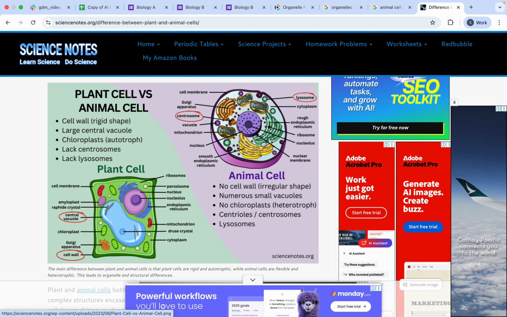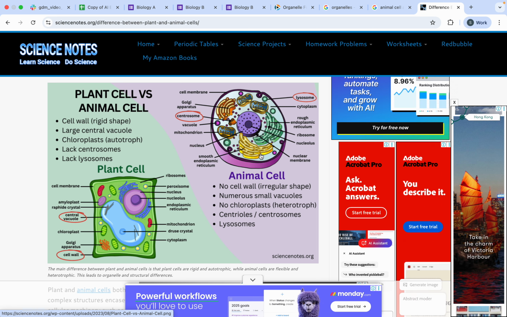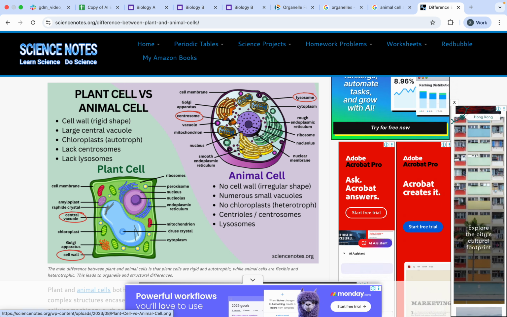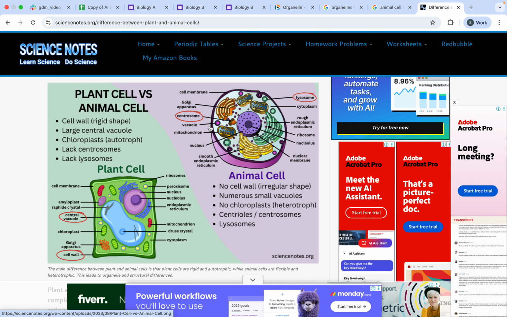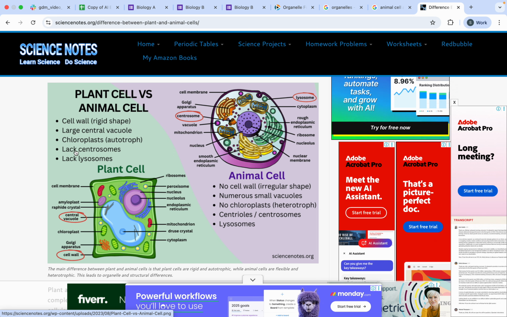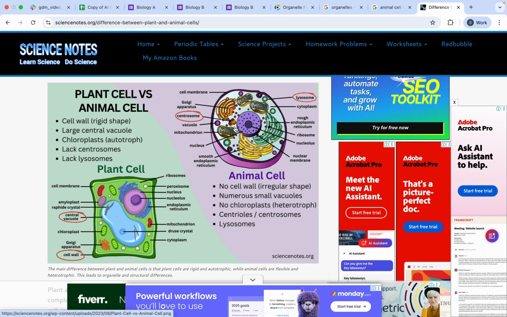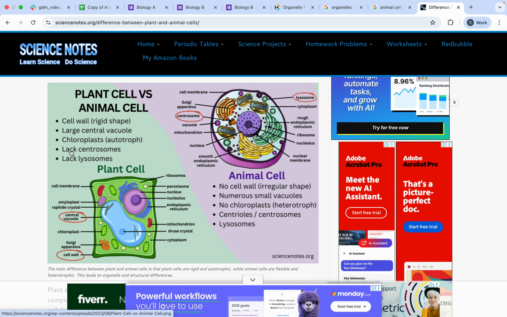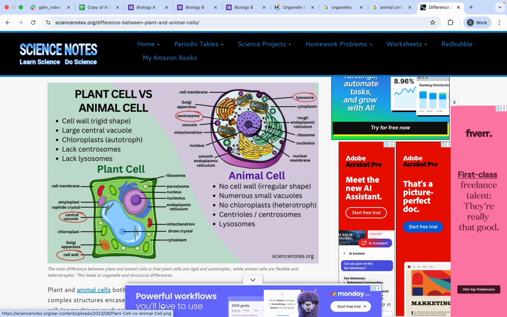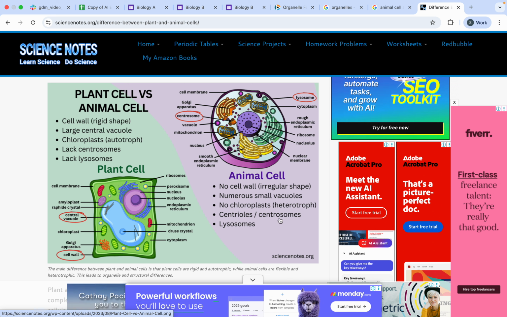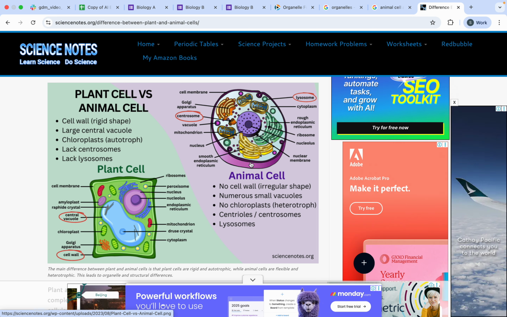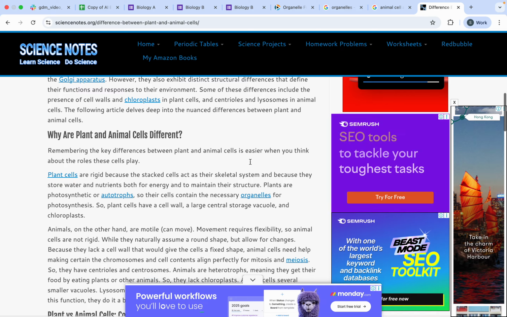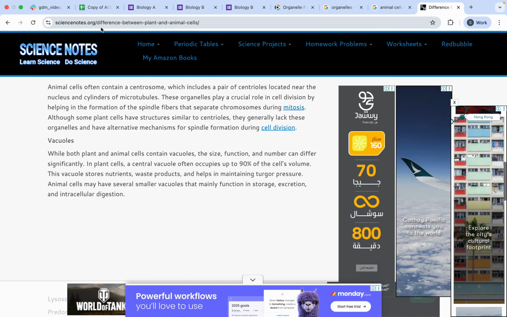Here it is numerous small vacuoles. So here we can see small vacuoles are there. Yeah, small vacuoles, pink dots. Okay. Then chloroplast is there for plant cell. Here it is no chloroplast. Here lack centrosomes. Here it is centrioles or centrosomes are there. Lack lysosomes. So here we can see two extra things in animal cells, which is centrosome and lysosome. Okay. So these are the main differences.